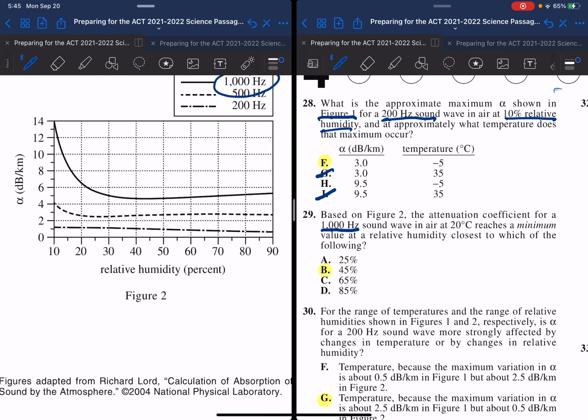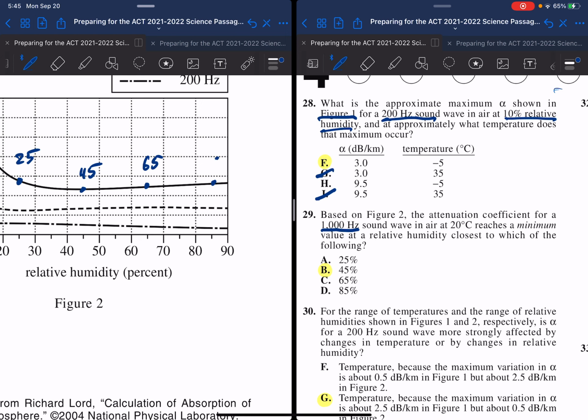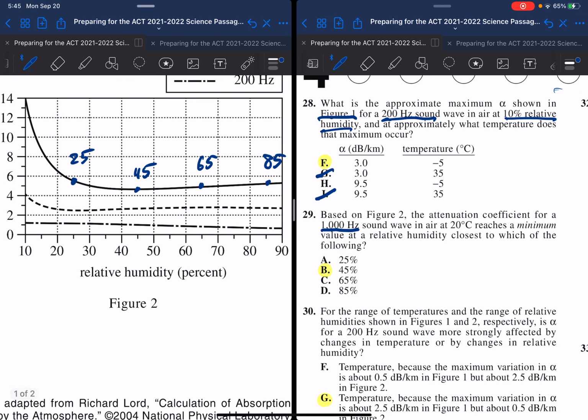Well, let's consider our options. 25% would be right about there. 45 would be right about there. Then we have 65. And then we have 85. So of those 4, which one seems to be the lowest? It seems to be right around 45. That's where it seems to be the lowest on the graph. After that, the graph seems to be rising slowly, bit by bit.